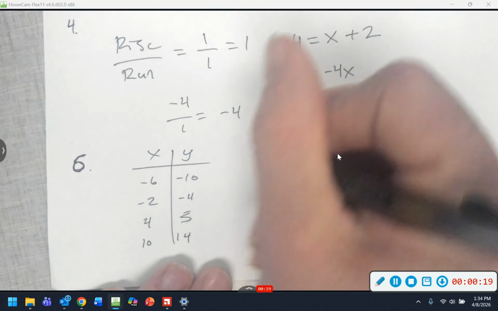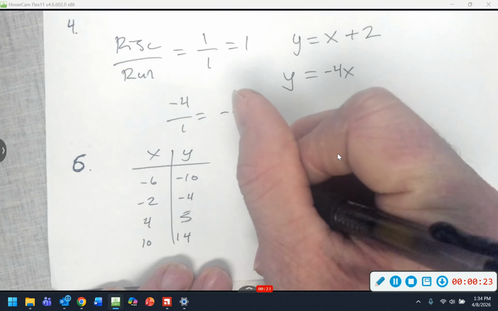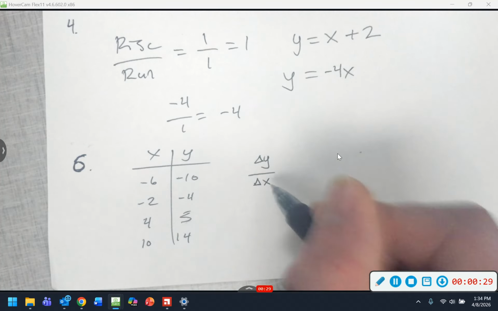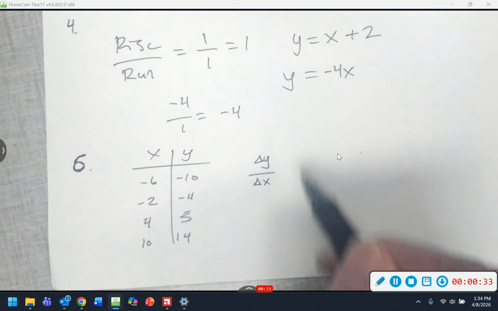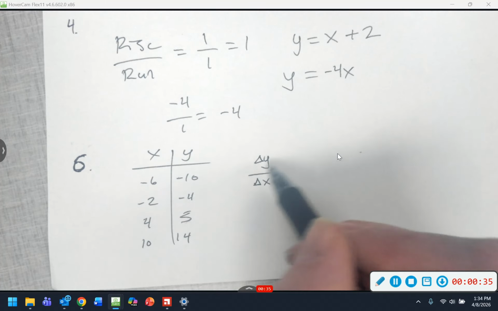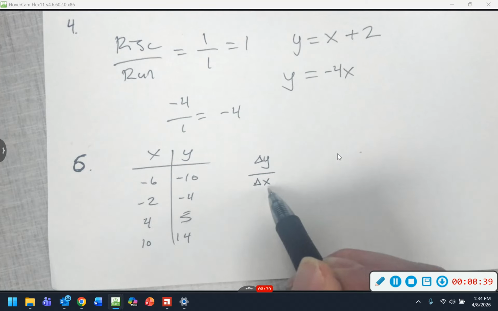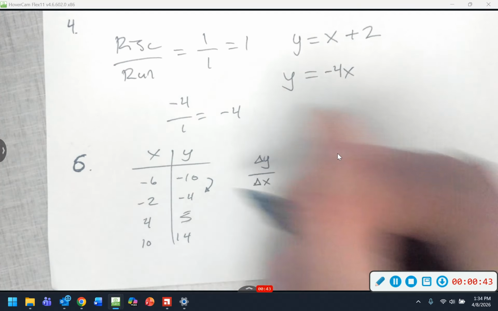Slope is normally thought of as rise over run when we're on a graph, but instead of rise over run, since we're on a table, we're going to think about the change of y over the change of x. Thinking about rise on a graph, we go up and down. That's the change of our y. Thinking about run on a graph, we go side to side. That's the change of our x. So we can do the same thing with a table.